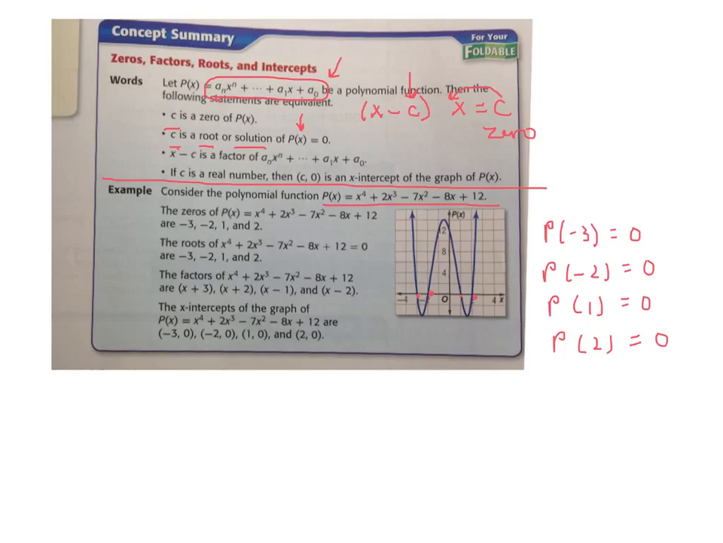If we turned those into factor groups, it becomes x plus 3 multiplied by x plus 2 multiplied by x minus 1 multiplied by x minus 2. And then the x-intercepts are -3, 0, -2, 0, 1, 0, and 2, 0. I think that you knew all of this, but here it all is in one box. Go ahead and read the next part, and we will look at the fundamental theorem of algebra.